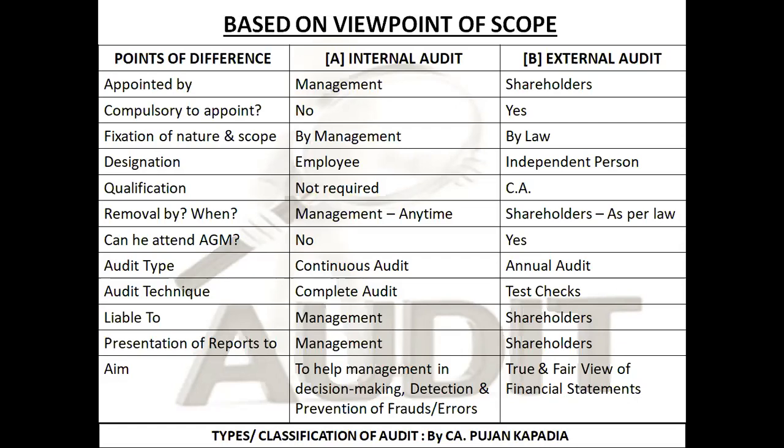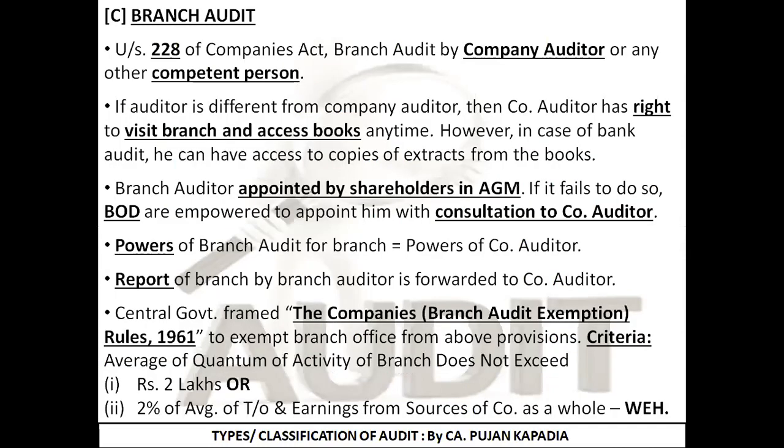So basically this is the difference. The internal auditor is an employee of that particular organization, whereas the external auditor is an independent person and outsider who performs his duties as the auditor. I hope I am clear with all the points that we took up in the last lecture. Let's move to the third category under this part of scope, that is branch audit.